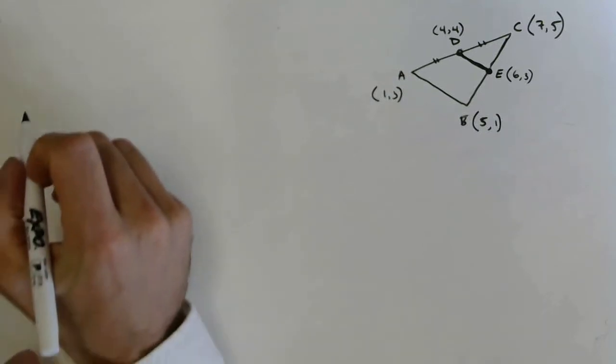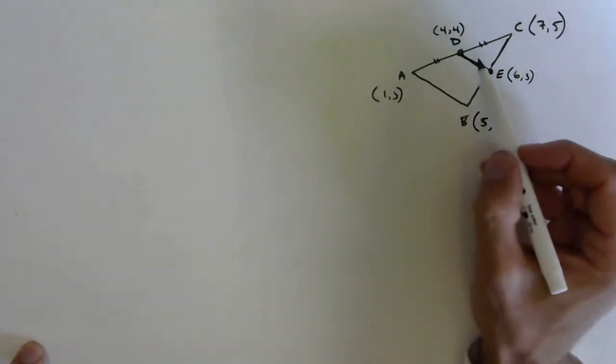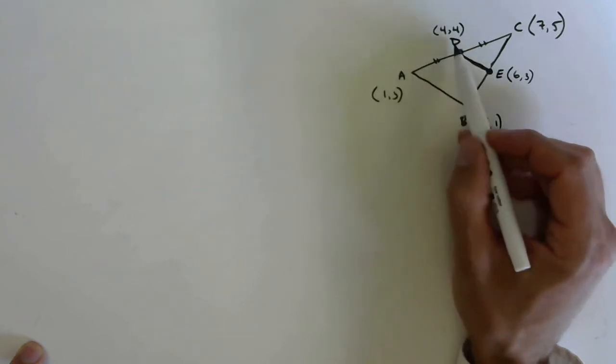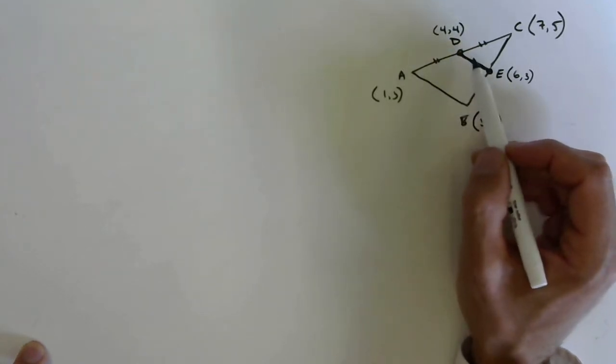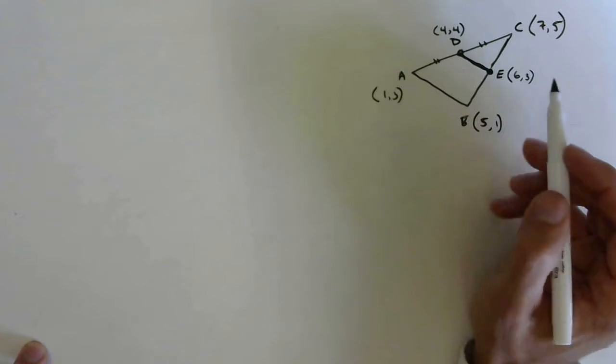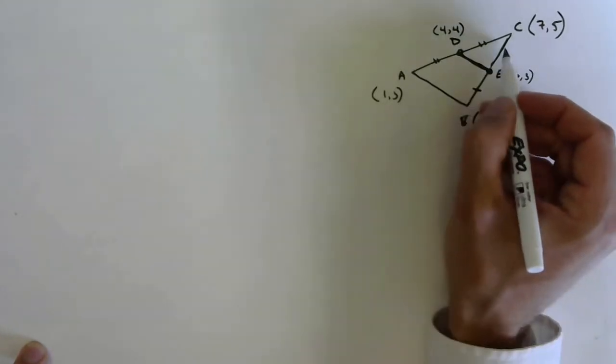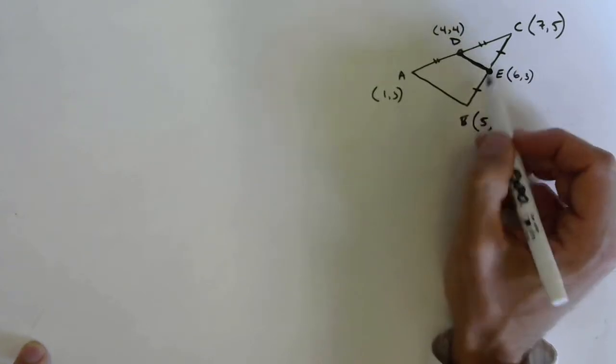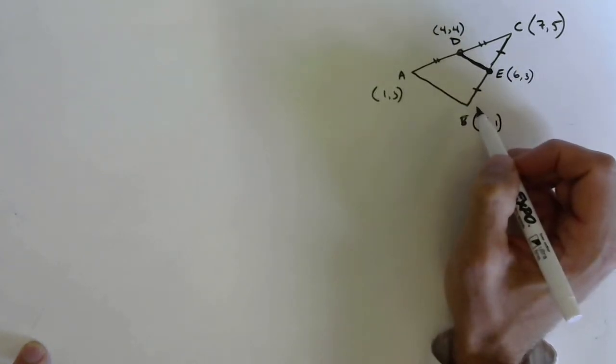Okay, so we have triangle ABC. We're told that D is the midpoint of AC. So you have those markings showing that D is clearly the midpoint. And you're told that E is the midpoint of BC. So I need to add another marking, a single dash on this side, to show that E is the midpoint of BC. Okay, you're told that right off the bat.